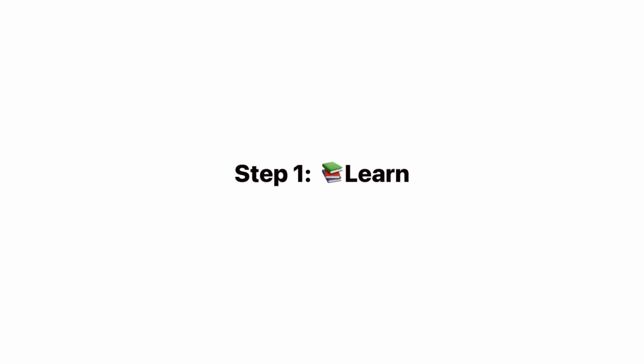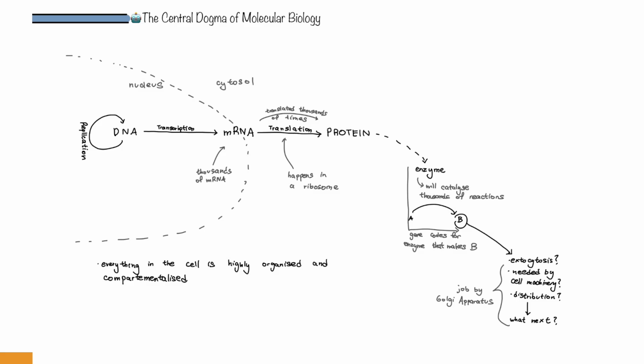So step 1, learn. As we all know, A-level biology is very content heavy. From year 1 to year 2, you're required to learn a lot of facts. This might include some random facts you need to know, for example, the name of an enzyme, and the big picture as well. For example, this could be the central dogma of molecular biology, with transcription and translation. This is all the big picture of biology.